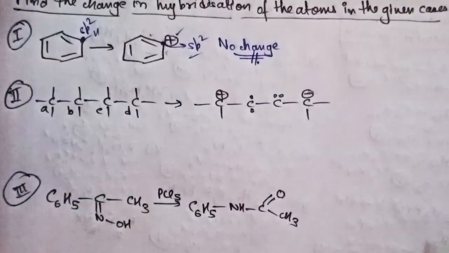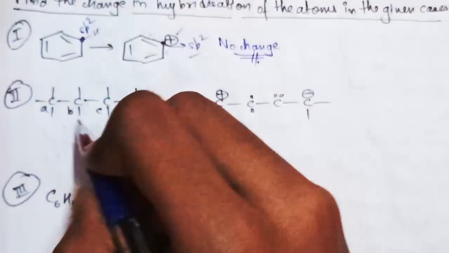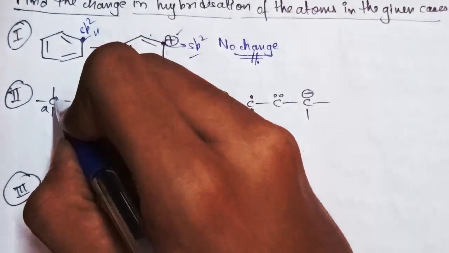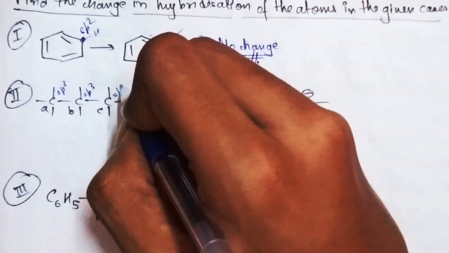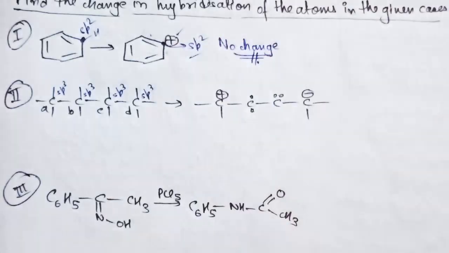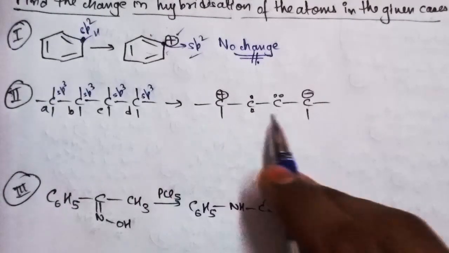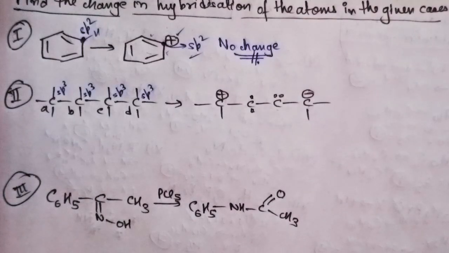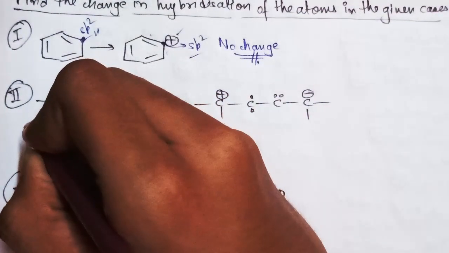Let us talk about the second case. In the second case, very clearly we can see that originally every atom is sp3 hybridized because of 4 sigma bonds. But now individually they are all formed into different categories. Let us analyze individually, talking about A.